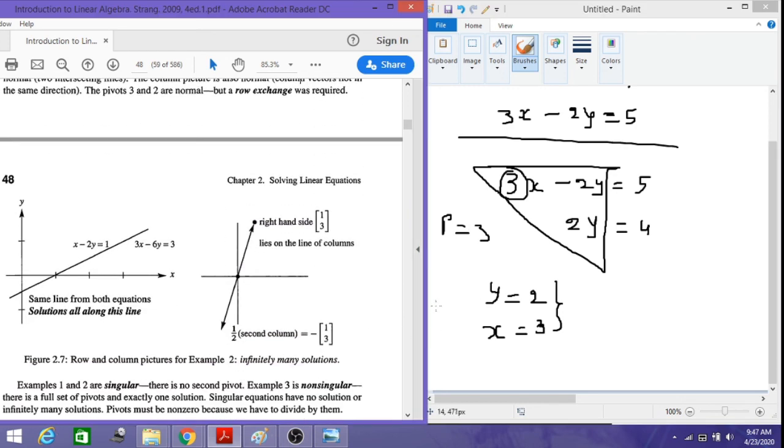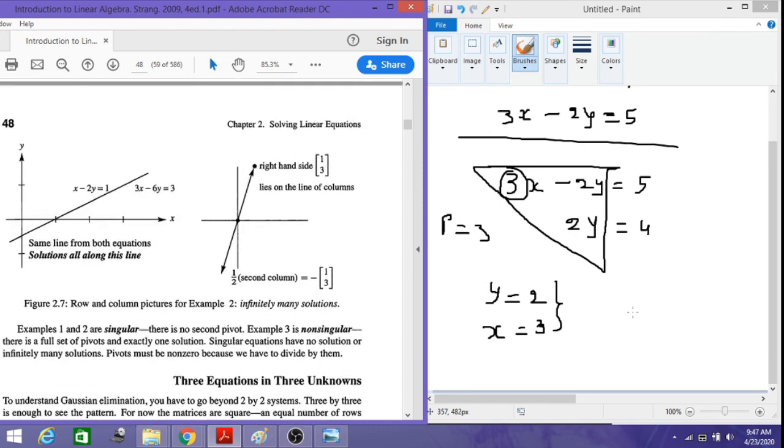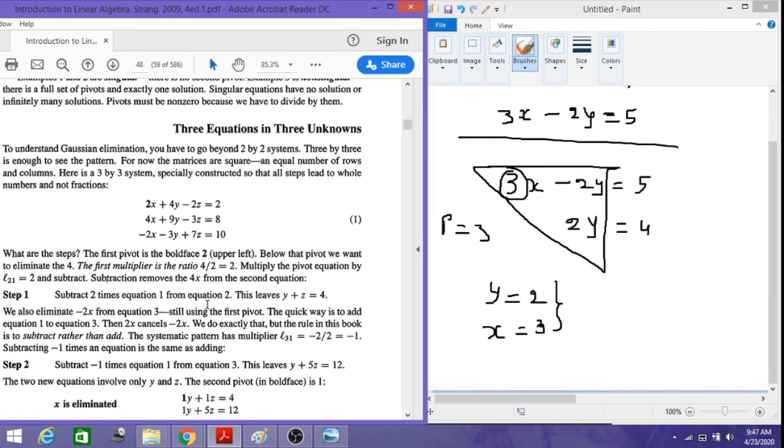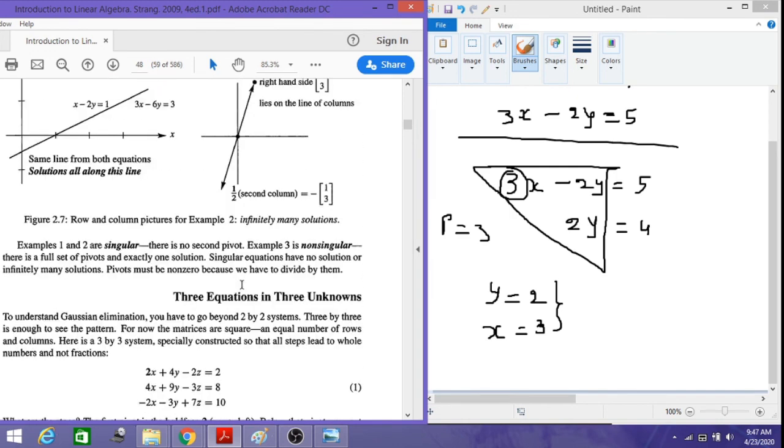Now if you look into this, and if you plot this row picture, not for this actually, that's fine. We are not going to write anything. So hope you have understood this temporary failure case, where we exchange the rows here.